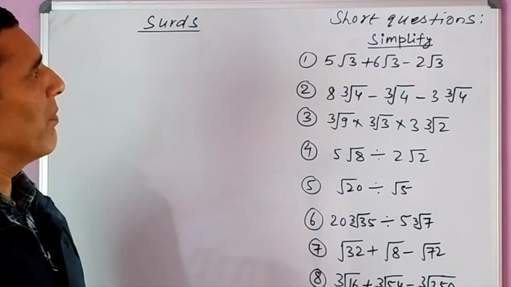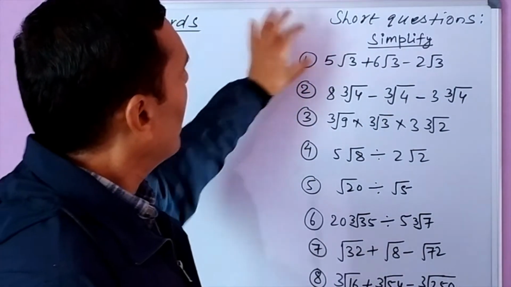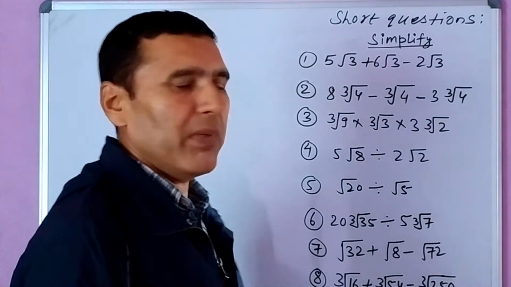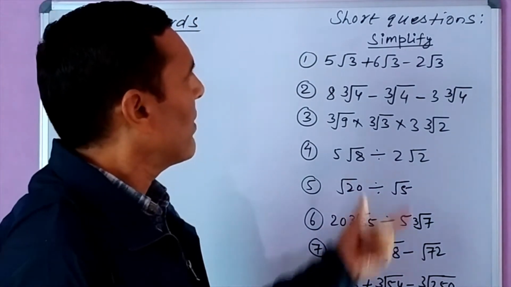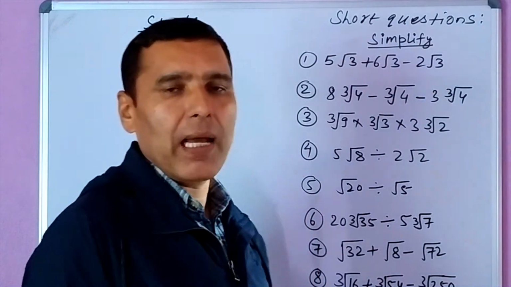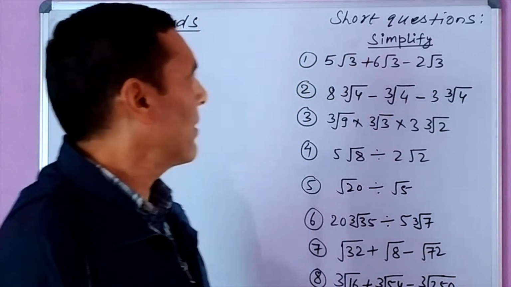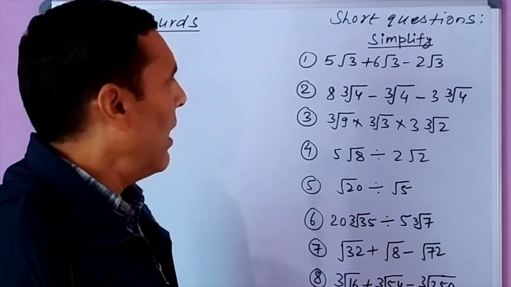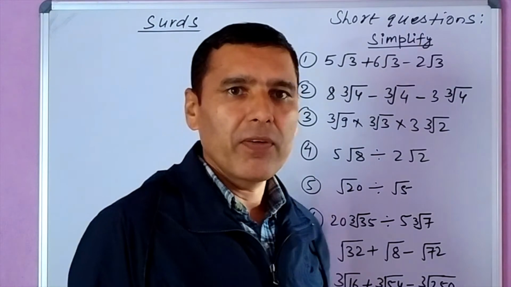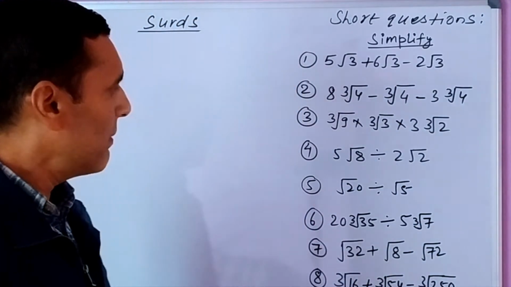Today we are going to simplify some short questions from surds. These questions give the basic concept of simplification of surds: how do we add the like surds, similar to the subtraction of the like surds having different orders, and multiplication of surds, division of surds, simple type of division, like that.